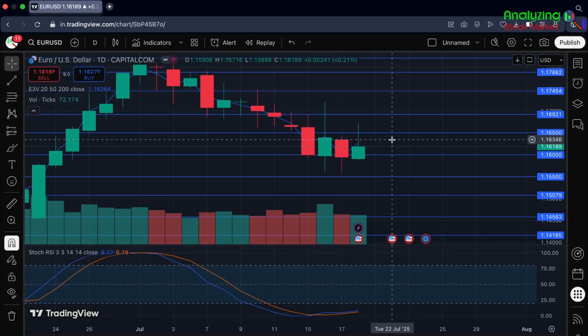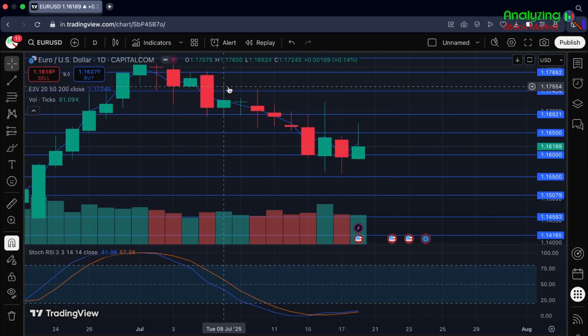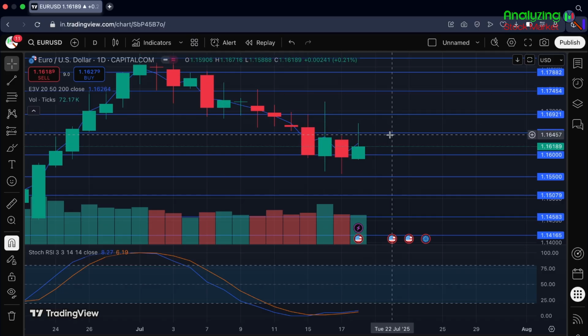So now let's talk about my opinion on Euro USD. According to the previous week's data, my expectation is on the positive end. I'm expecting a positive move in this range, that is 1.16500 to 1.16921. I'm expecting a closing in this range.